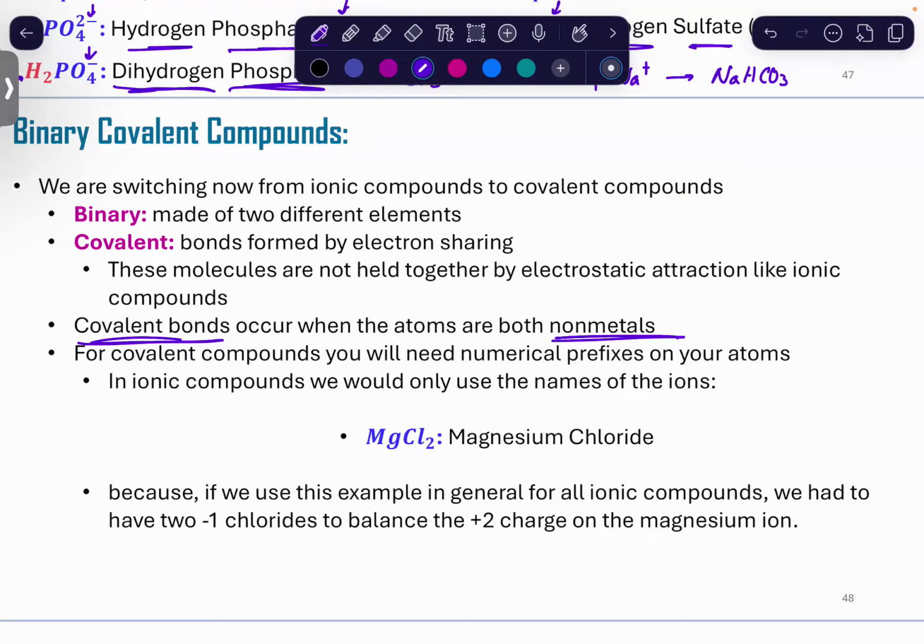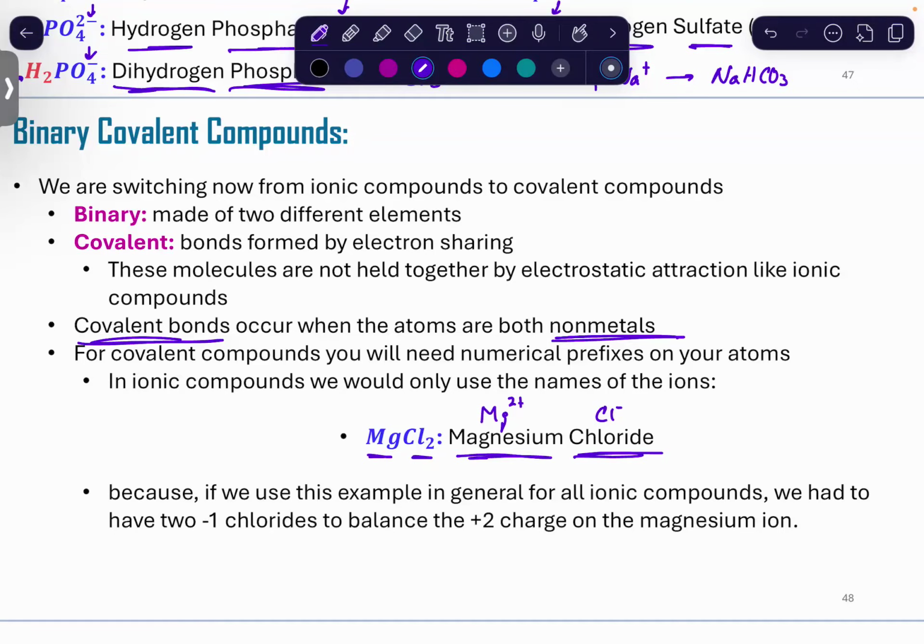Now, let's review again for a minute. In ionic compounds, we only use the names of the ions. So you see here I have one magnesium and two chlorides, and I only call that magnesium chloride. And you remember I needed the two chlorides because a magnesium is a 2+, a chloride is a -1, and so I needed the two chlorides to neutralize the magnesium. And so I just named this magnesium chloride because we have to put ions together in the proper ratios to make sure we get a neutral compound.